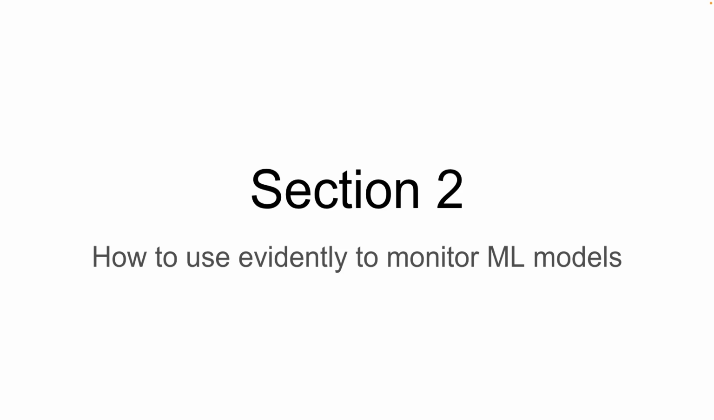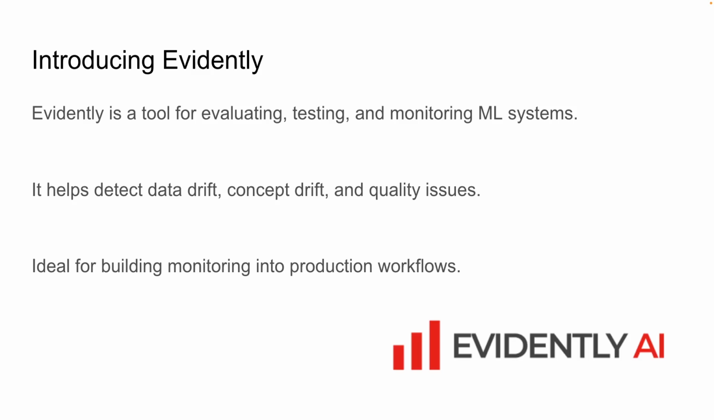So now let's dive into how we use Evidently to monitor our machine learning systems. Evidently is a tool used for evaluating, testing, and monitoring machine learning systems. It helps us to detect things like data drift, concept drift, and other quality issues. And the objective is to use Evidently to flag when these issues start arising so we can reduce the impact of model decay.